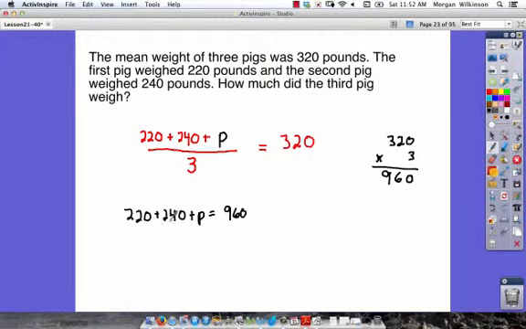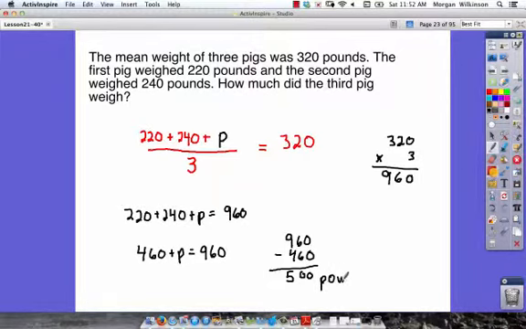So what we can do, let's add. 220 plus 240, there's no carries here. We must get 460. Plus P is equal to 960. So P must be some value between 460 and 960. In order to figure it out, let's subtract. 960 minus 460. Well, we can see 60 minus 60, that's 0. And 9 minus 4 is 5. So we've got 500. That third pig was huge, 500 pounds. But that's what it needed to be in order for all 3 pigs to have an average weight of 320 pounds.